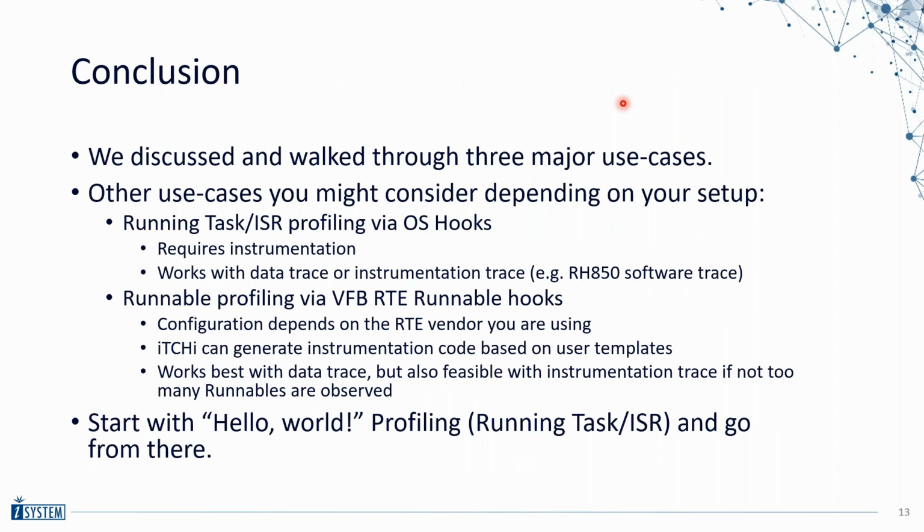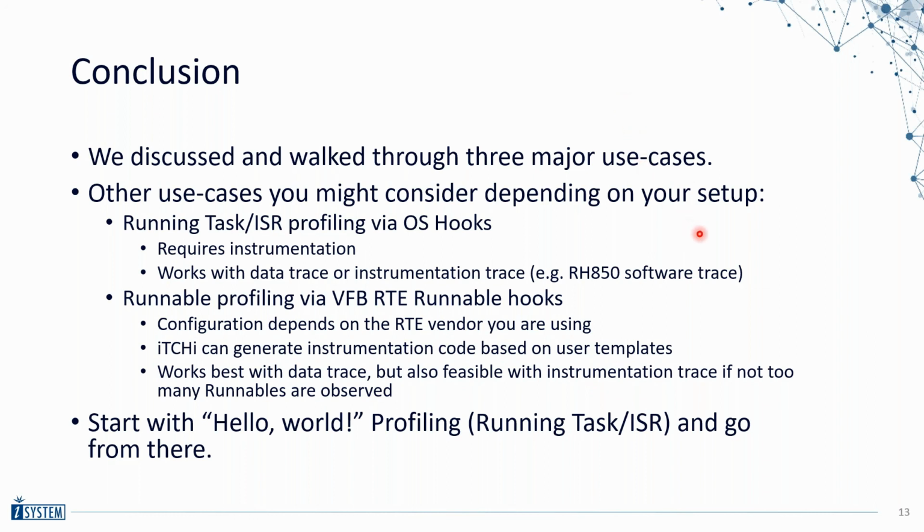So, conclusion: we talked about the three major use cases. We saw that for running task and running ISR trace, the configuration is rather simple. For the other use cases, it's a little bit more work, but we provide iTCHi, and iTCHi does most of the heavy lifting. The good thing is, once you have the iTCHi JSON configuration, even if you change the OS, like if you regenerate the RTE file, or if you add more runnables, you just have to rerun iTCHi, and it will automatically update all the configuration. So it really makes it much easier compared to how it was in the past. Ideally, in the future, we would have RTE XML, and it would do all the stuff for you, but it's not there yet, unfortunately. So that's why we still have to do this manual work.